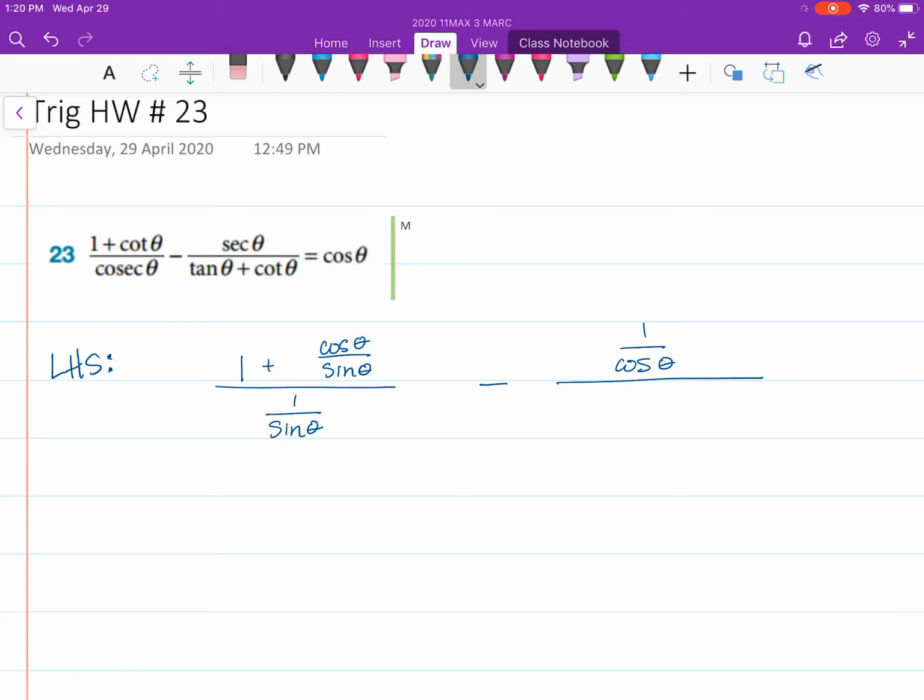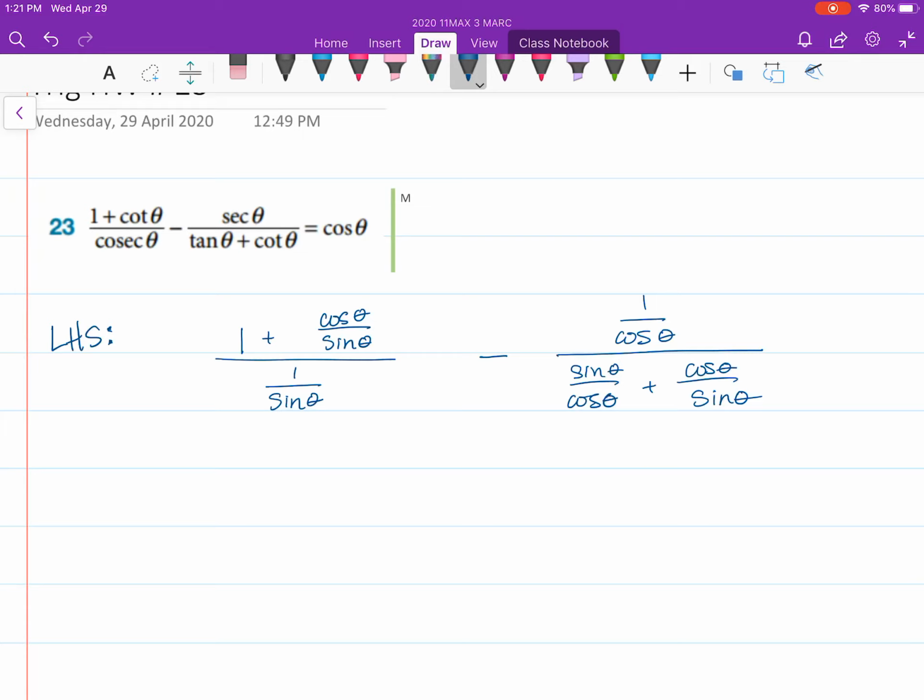Tan is sine on cosine. Cot is again cos on sine. Oh, I don't really like that one. But now I've got this really messy business with fractions within fractions.